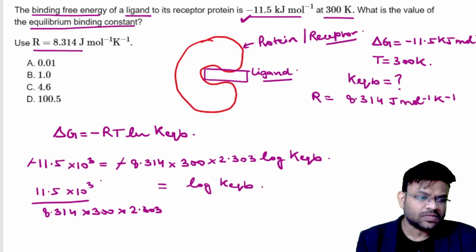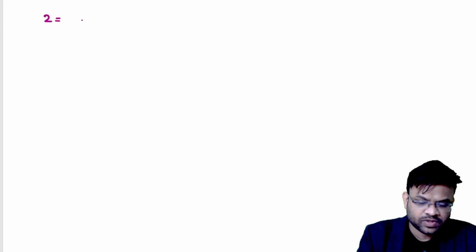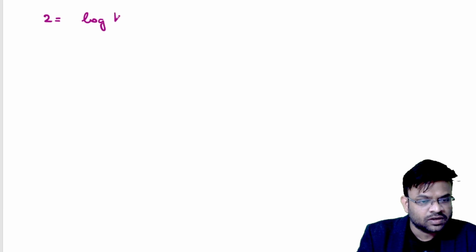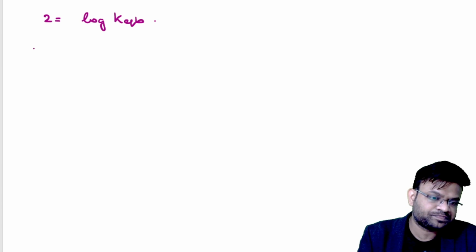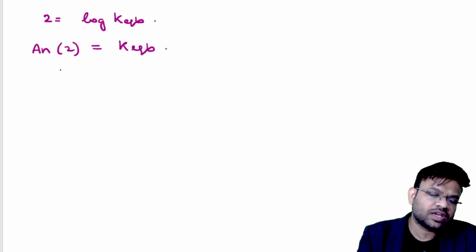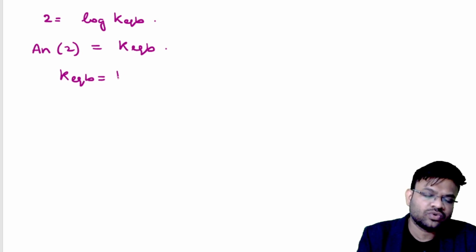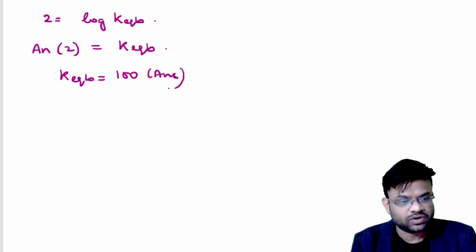Now the LHS value, if you solve the entire thing on the left hand side, you would be getting 2. So 2 is equal to log K equilibrium. Now obviously you'll have to take the antilog value. Antilog of 2 is equal to K equilibrium. Therefore K equilibrium would be equal to 10 to the power 2 or 100. So this would be the value for K equilibrium.